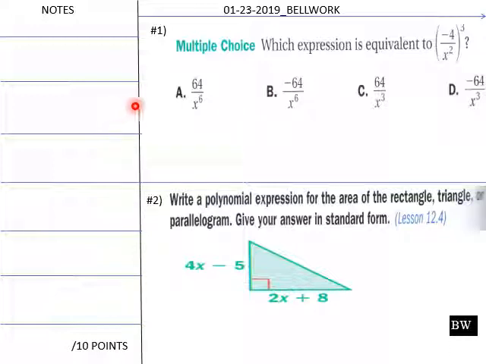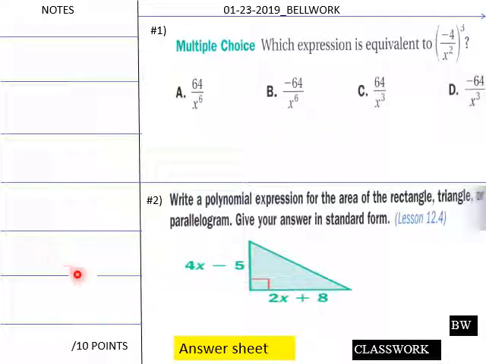Teachers, today's spell work. We have multiple choice here: which expression is equivalent to that? And then write a polynomial expression for the area of this triangle. Give your students 5 minutes for this, teachers.